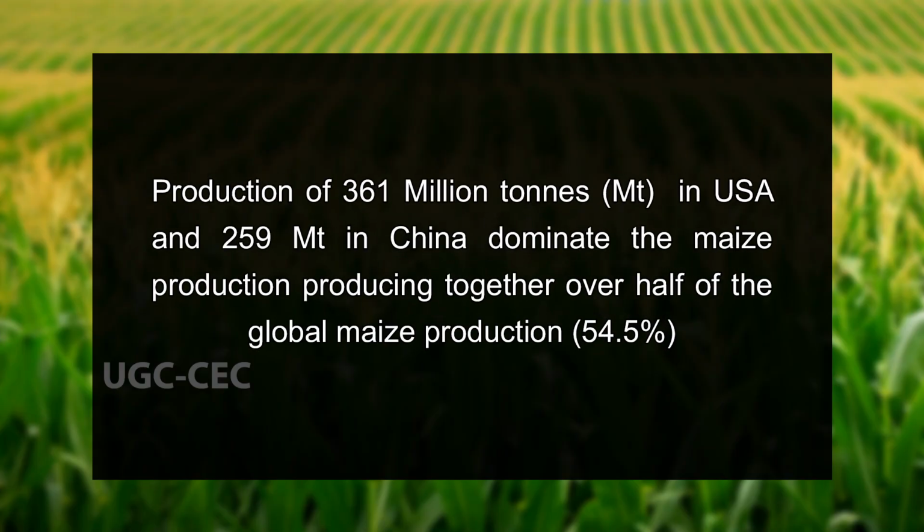The maize area in the Americas is split between North America, mainly USA, and Central and South America. Some two-thirds of Asian maize area is in East Asia, mainly China, and mostly temperate maize compared to mostly tropical maize in South and Southeast Asia. The marked divergence in yield translates into varying sub-regional shares in production. The production of 361 million tons in USA and 259 million tons in China dominate the maize production, producing together over half of the global maize production.